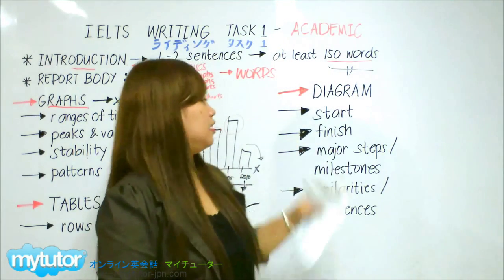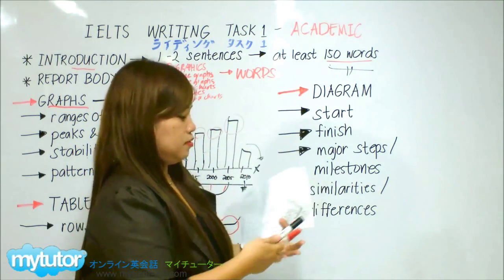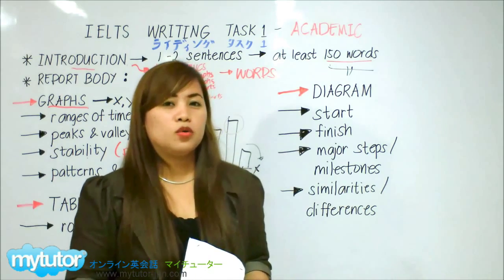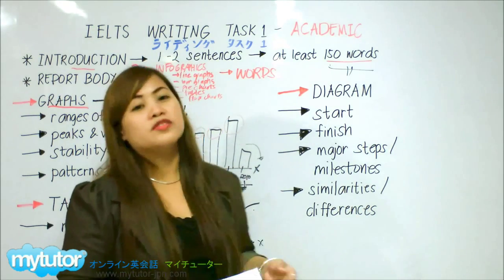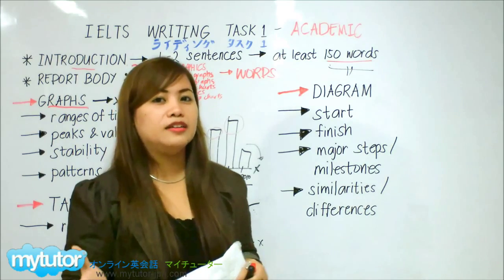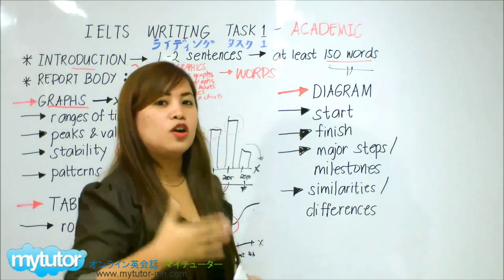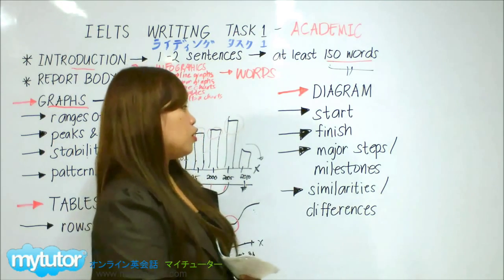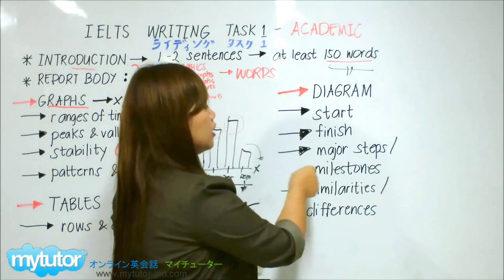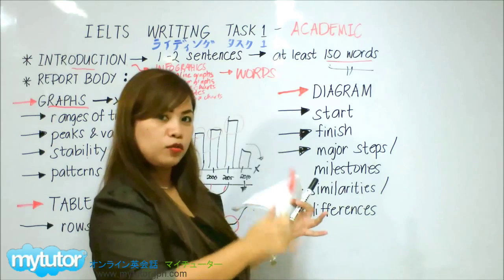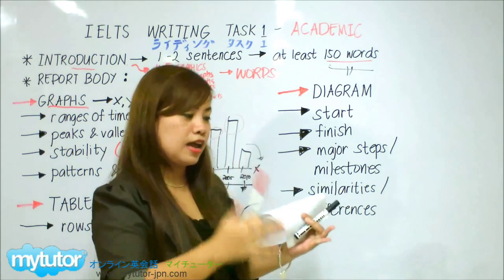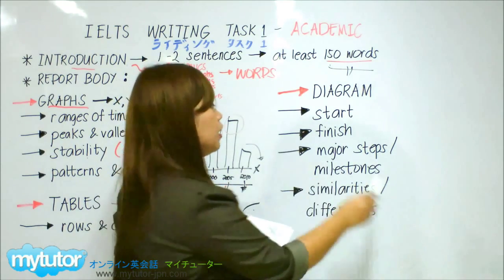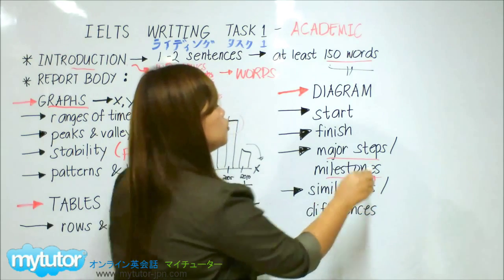Now we have diagrams here. When you say diagram, it talks more likely of a process or a cycle. So when you think of a cycle or process, there should be the beginning and the end of the process, and it goes on and on. Now in the diagram, you have to talk about the start and the finish, and between that, of course, there are some scenarios happening. However, you have to take note only of the major steps, or what we call the milestones.